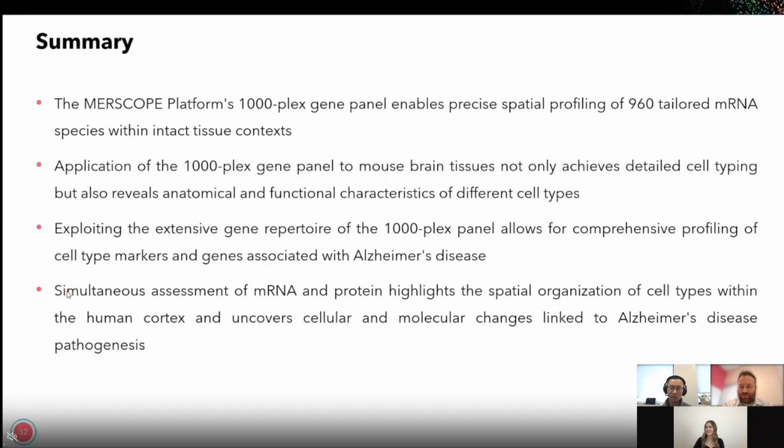Great, thank you. All right, another question here. How did you do the cell annotations? It looks like the cell annotations are very accurate.